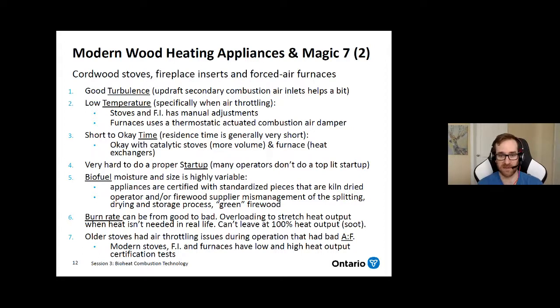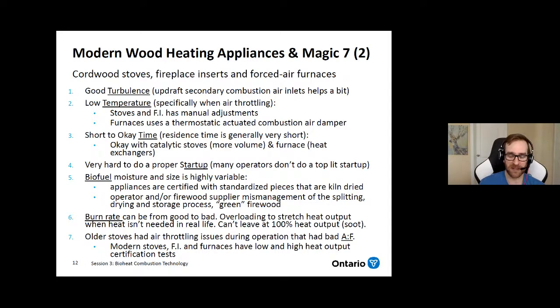So this is a discrepancy between designing an appliance to pass a test with a specific type of wood, but on the other hand, the operator or the suppliers don't do the same thing. So that's why it's key. We say, burn only dry wood, and don't burn green firewood. Don't try to mix some dry firewood with green firewood, it really doesn't work.